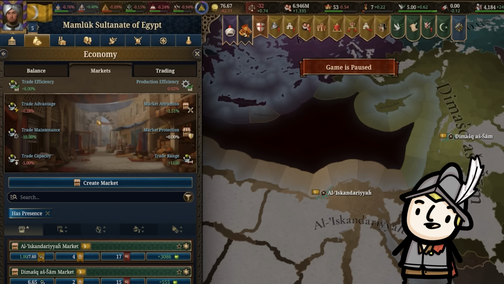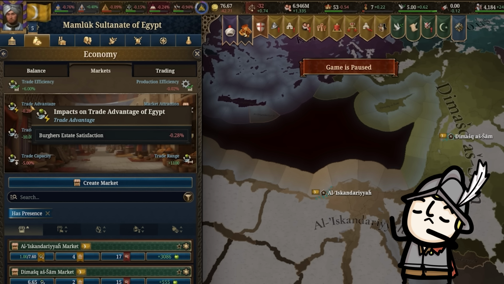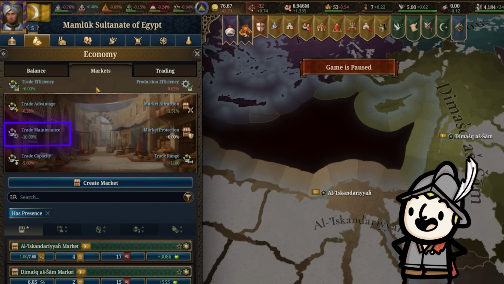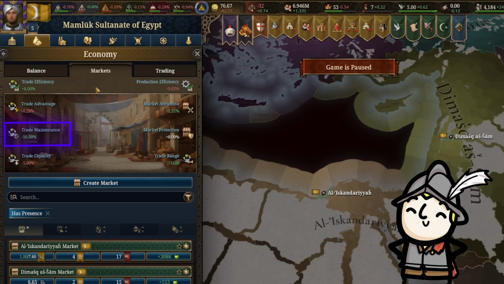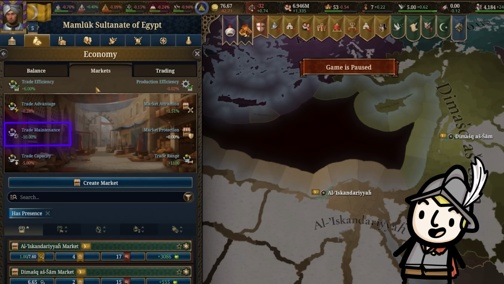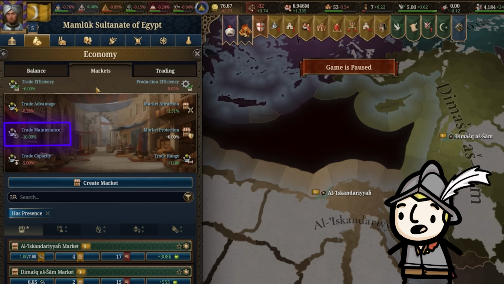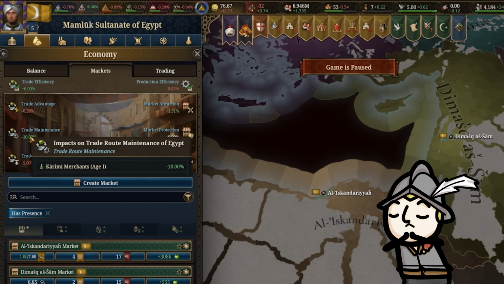Trade advantage dictates which nations get their exports fulfilled first in a market, and it is being informed by our estate satisfaction from the burghers. Trade maintenance is a representation of trading not being free. There is a cost to doing business. Think of that as the cost of horses, oxen, wagons, ships, labor, and even sound tolls, and the wear and tear on all of these things based on distance. We currently have a negative modifier, making it a little bit cheaper, and that is coming from an age advancement.